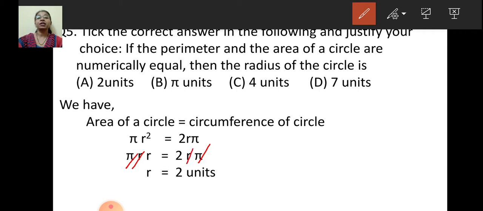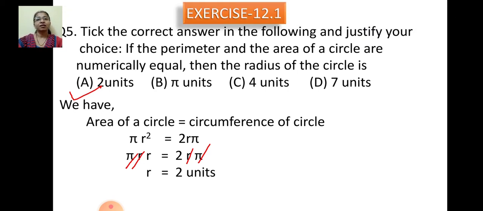Now what is remaining? r is equal to 2. That means radius is equal to 2 units. So which is the correct option here? Option A. Radius is equal to 2 units. Right. So this is very simple, but they may ask this for 1 mark.